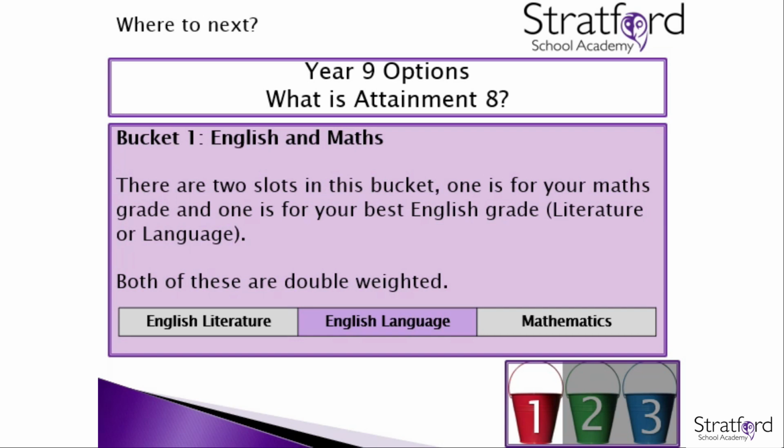Therefore, if you get a 5 in Maths, you actually get 2 5s in Maths when working up your Attainment 8 score. With English Literature and English Language, we use the highest of your 2 grades to go in bucket number 1. So bucket number 1 has 2 slots, it contains Maths and your highest out of English Literature, English Language, and they are double weighted.